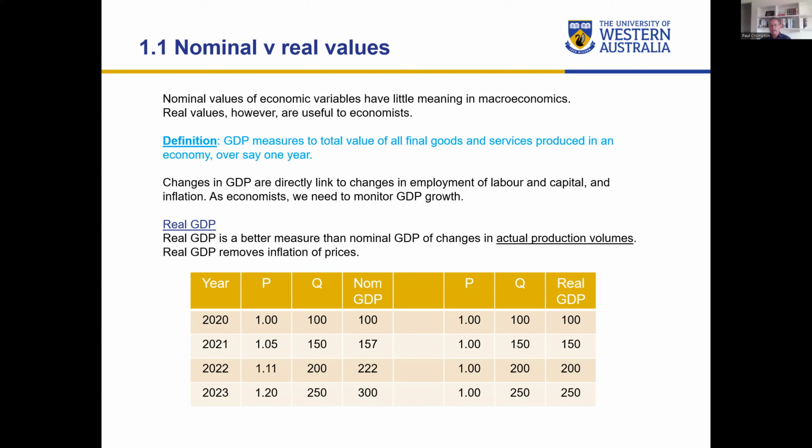Now, the reason for that will become clear later, but all I need you to understand now is what GDP is, and that it is linked to some very important variables in the macroeconomy, two of them being the unemployment rate of labour, also the unemployment rate of capital, that's quite important as well, and the inflation rate.